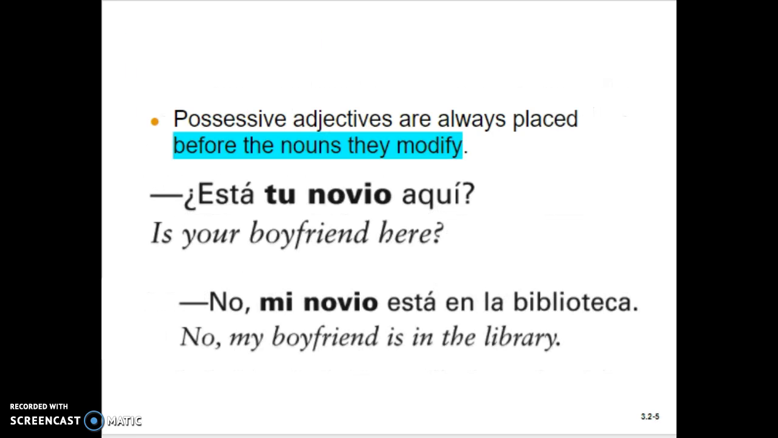Just a quick note, possessive adjectives always go before the nouns they modify. So this is equivalent to English, like I could say, your boyfriend, your comes before boyfriend, my comes before boyfriend.